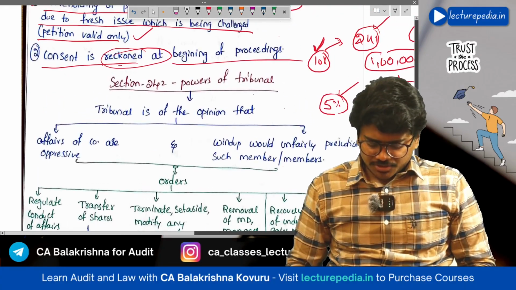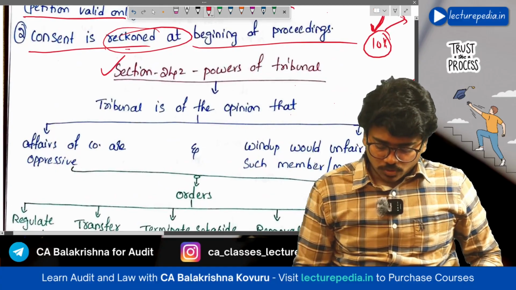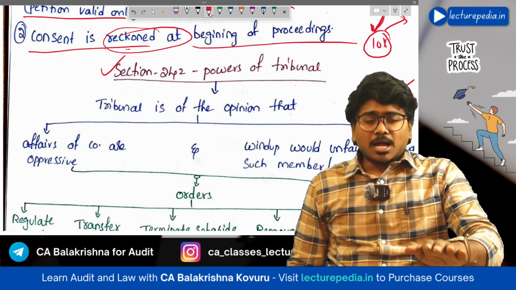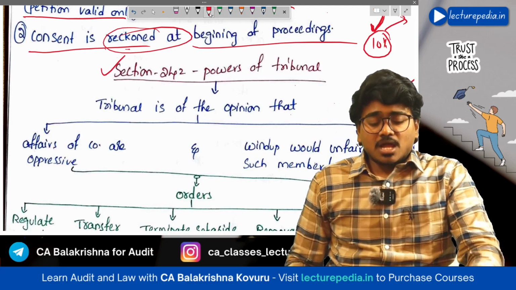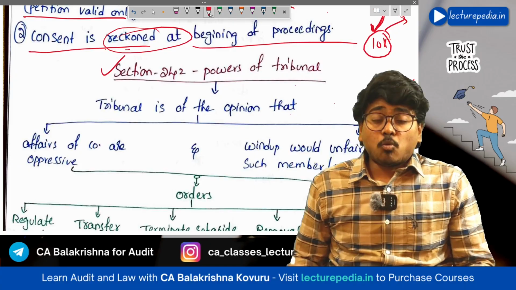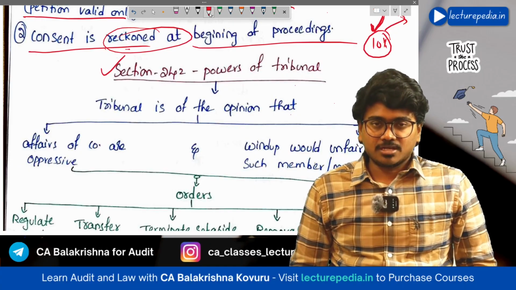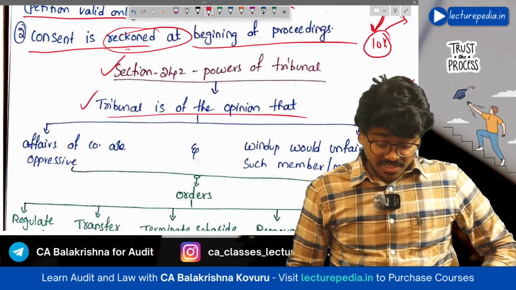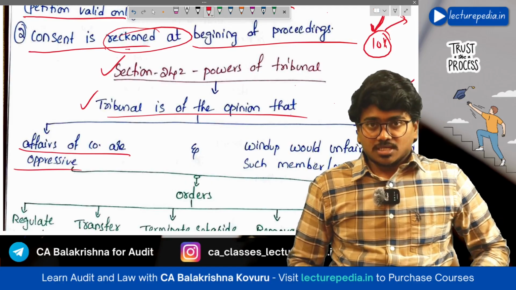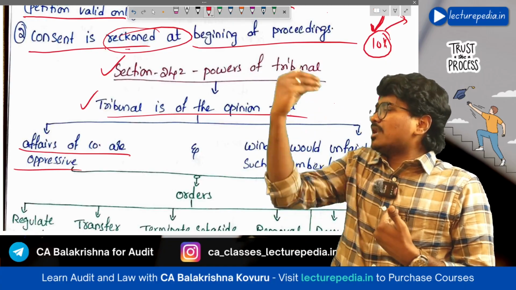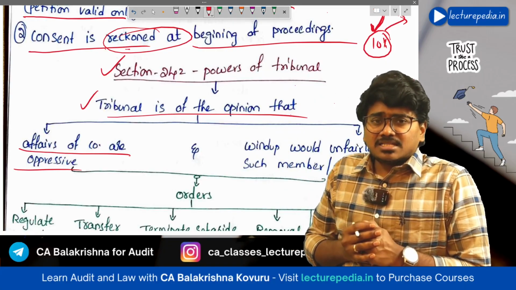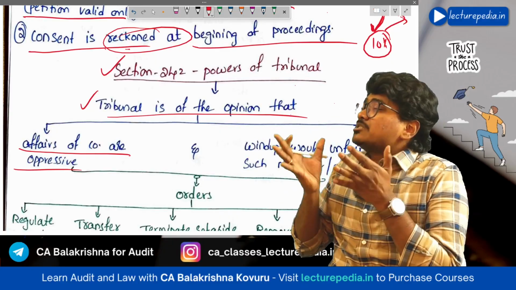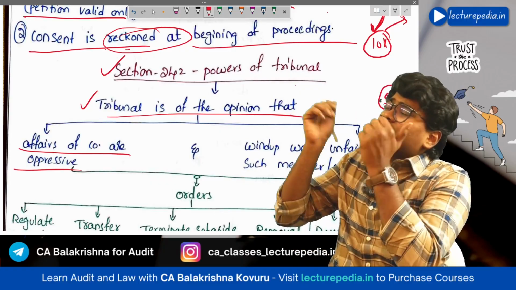Next, section 242, which deals with the powers of the tribunal. Now you have filed an application under section 241 to the tribunal. After filing, what powers will the tribunal have? Let's see. The tribunal is of the opinion that the affairs of the company are oppressive. You have filed an application to the tribunal under section 241 stating that in your company there is oppression going on, or mismanagement going on.